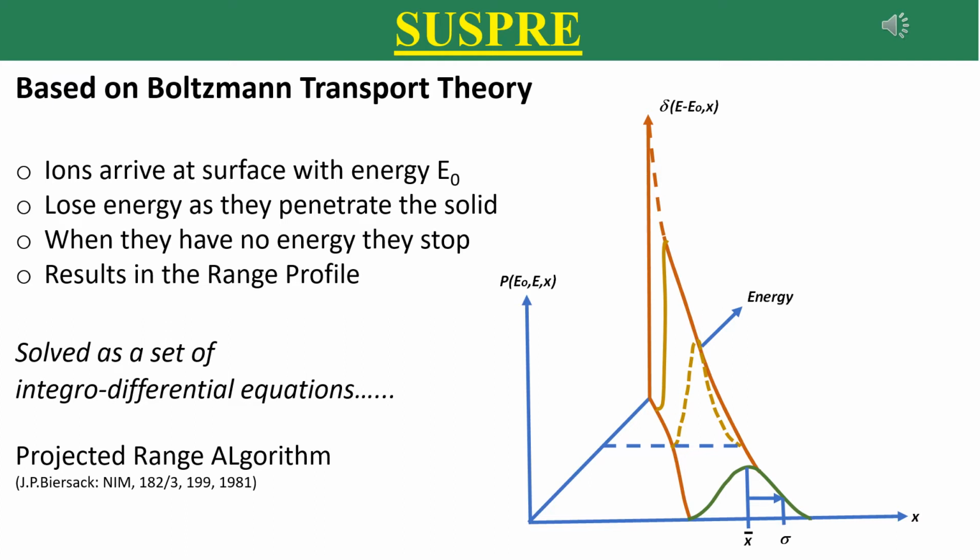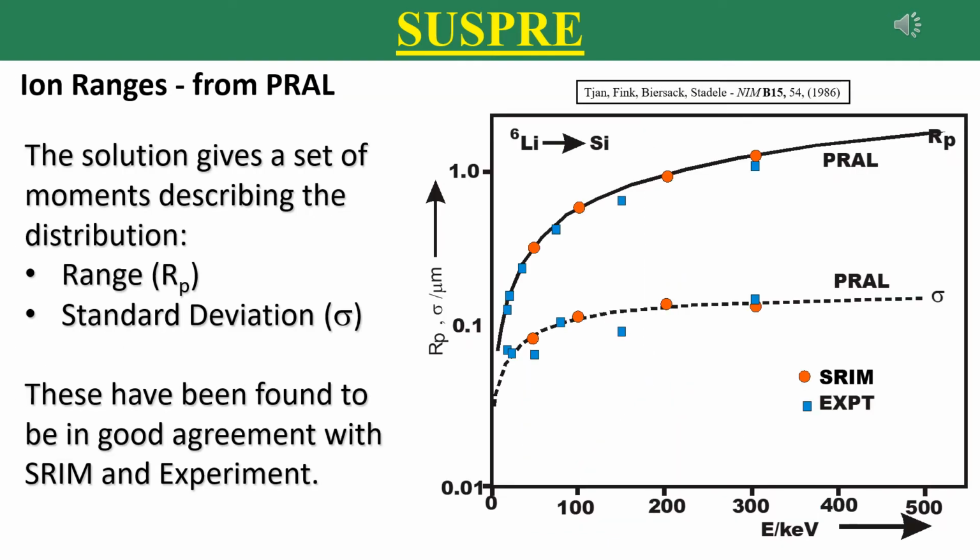And it gives us two moments particularly, which are the range and the standard deviation, the x bar and the sigma. The nice thing about the projected range algorithm is it's very quick, so it produces these values very fast, but it's also pretty accurate. It's very close to the Monte Carlo program SRIM in terms of the values it gives for the projected range, Rp, and the sigma, and it's also very close to experimental values as well. So this is quite useful to be able to predict these things very quickly and very simply.